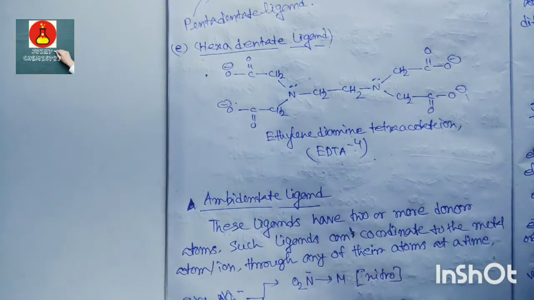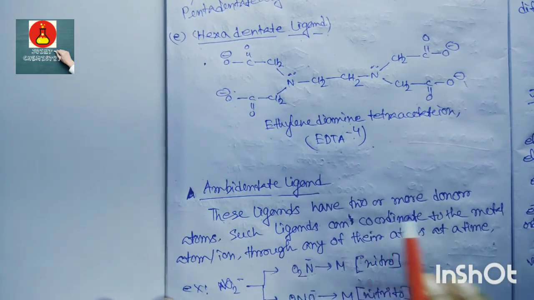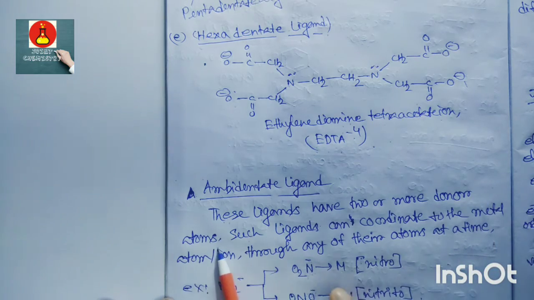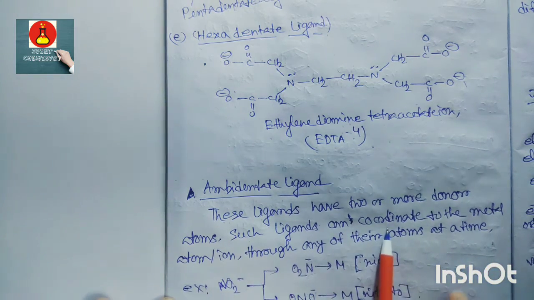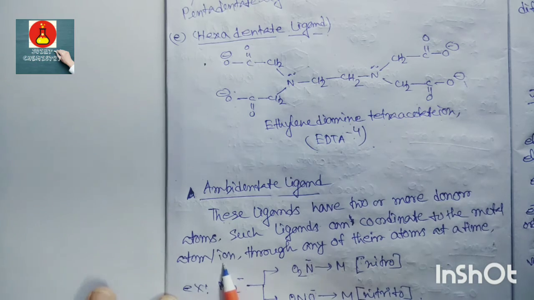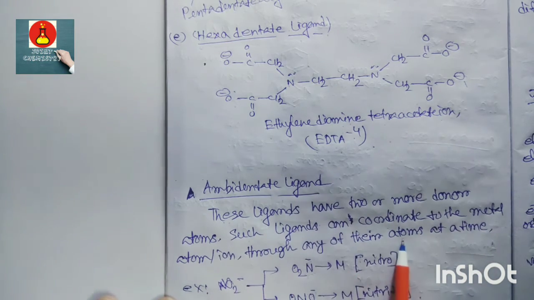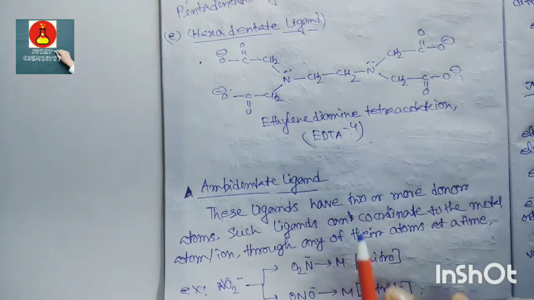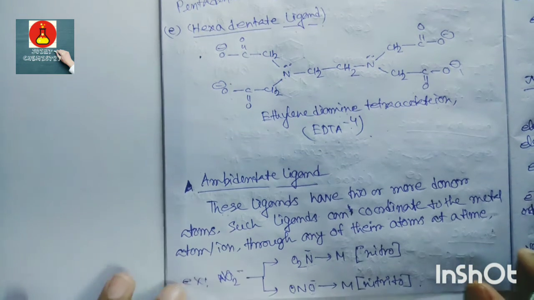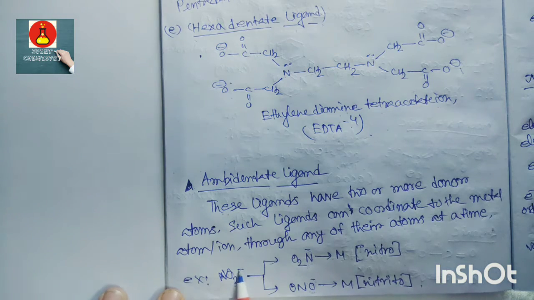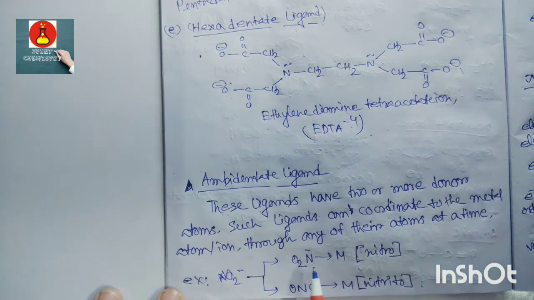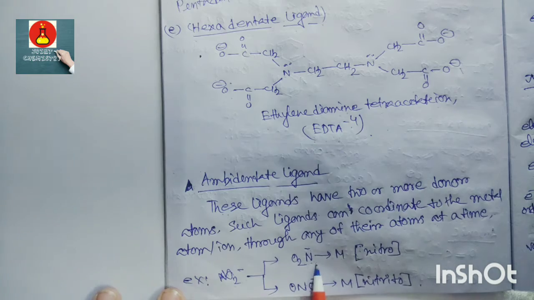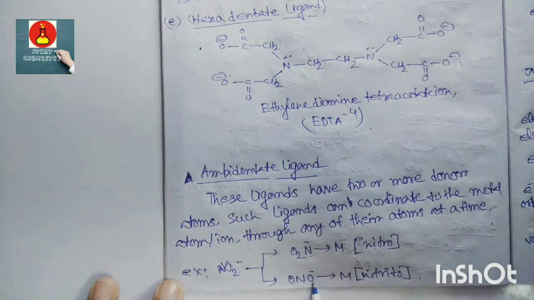Now there are some other kinds of ligand. This is the ambidentate ligand. These ligands have two or more donor atoms. Such ligands can coordinate to the metal atom or ion through any of their atoms, but only one at a time. That means they have more than one donor site, but they cannot donate at the same time. For example NO2 minus contains an N donor site, and also an oxygen donor site.